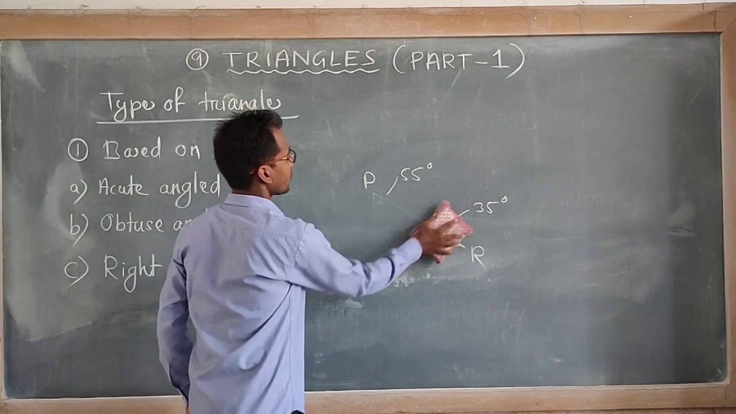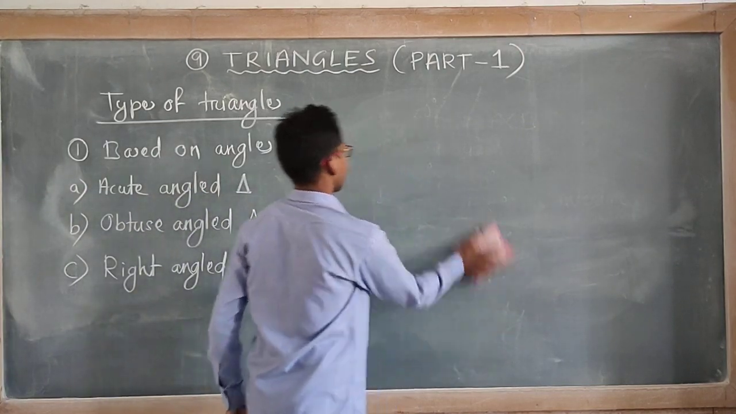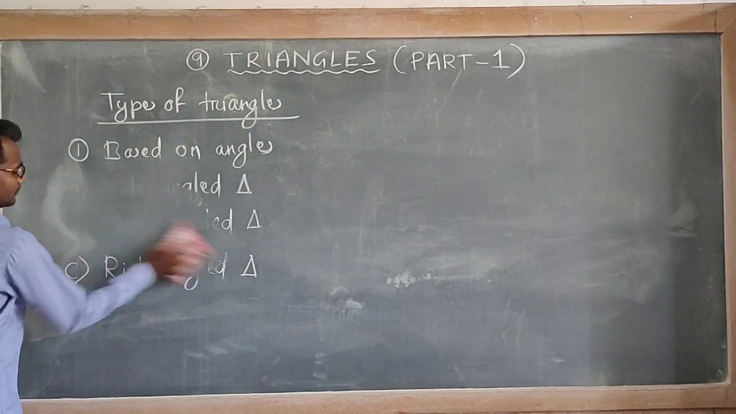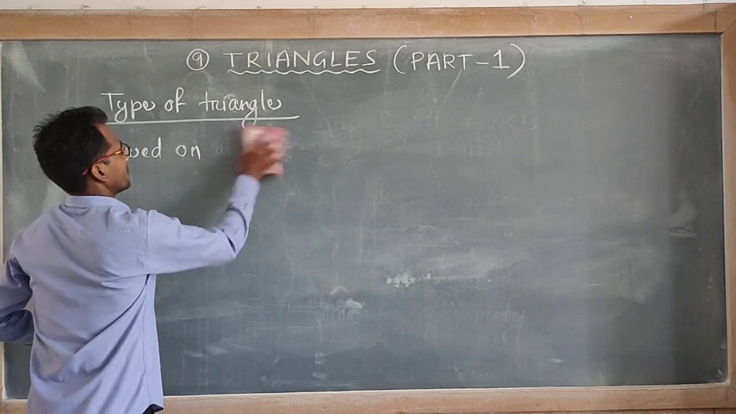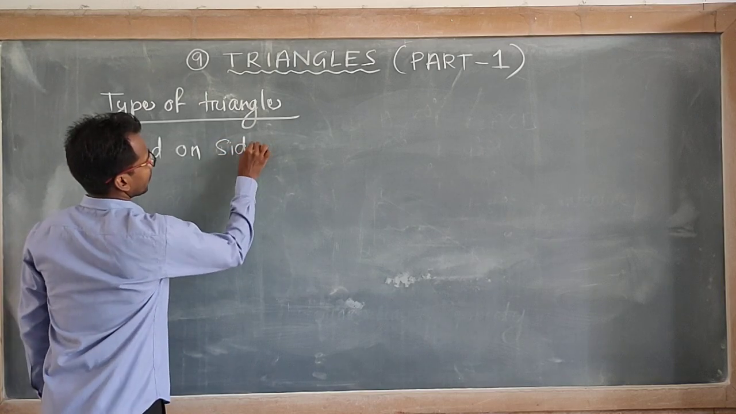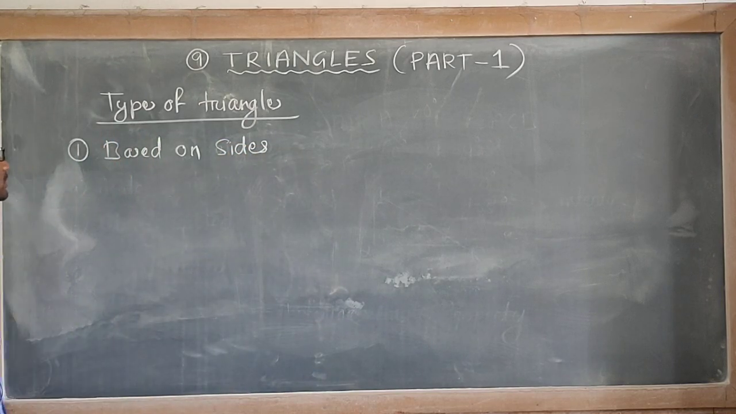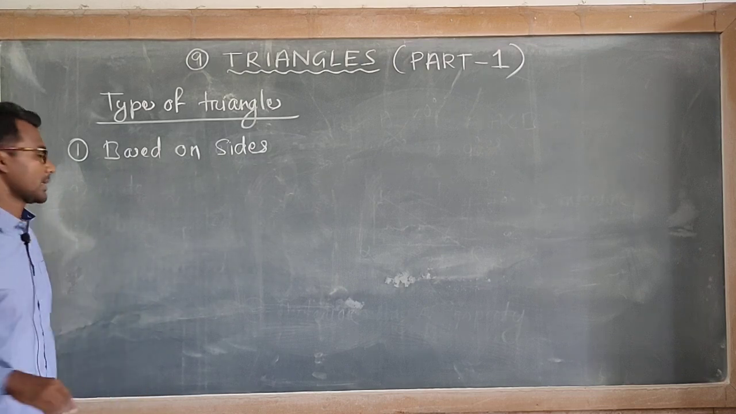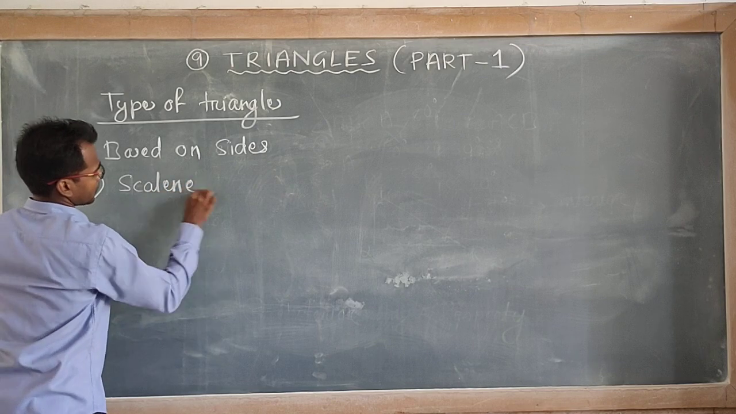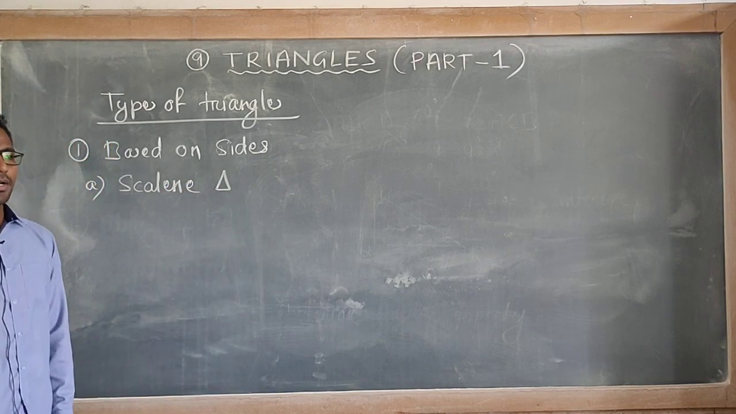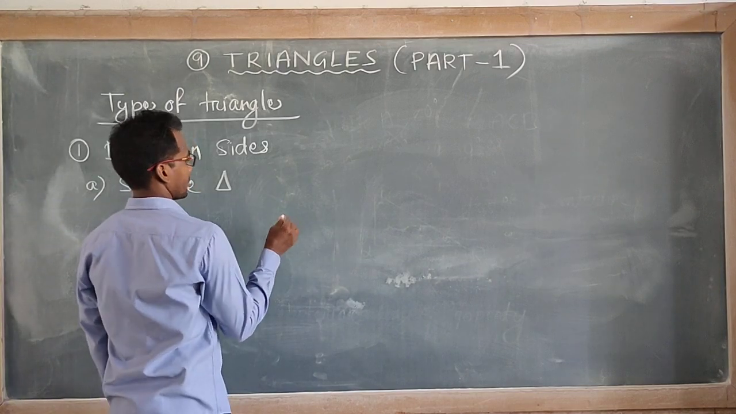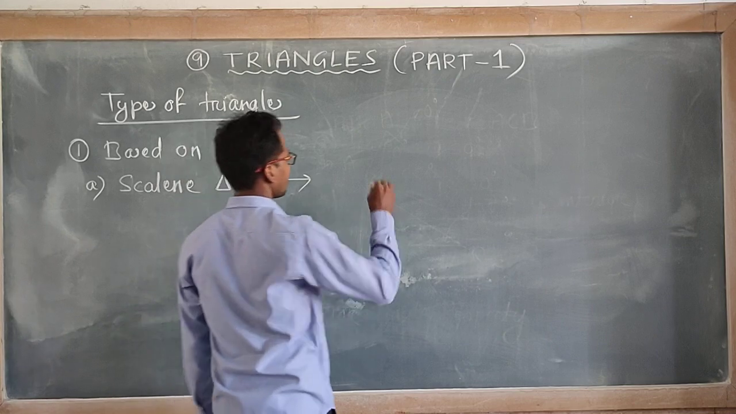Next we will move to classification of triangles based on sides. Ready? Based on sides, there are two types of triangles. One is scalene triangle. Scalene triangle means all the sides are different. I am drawing a picture for this.